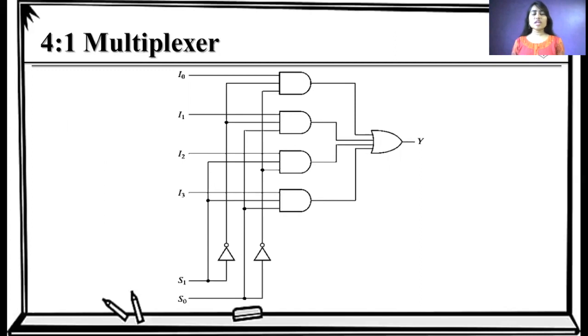So here we have a logic diagram of the 4-to-1 multiplexer. Here we have 4 inputs I0, I1, I2, I3, 2 selection lines S0, S1 and 1 output line, which can be connected with 4 AND gates, an OR gate, and by using 2 inverters. So this is how a 4-to-1 multiplexer can be designed.